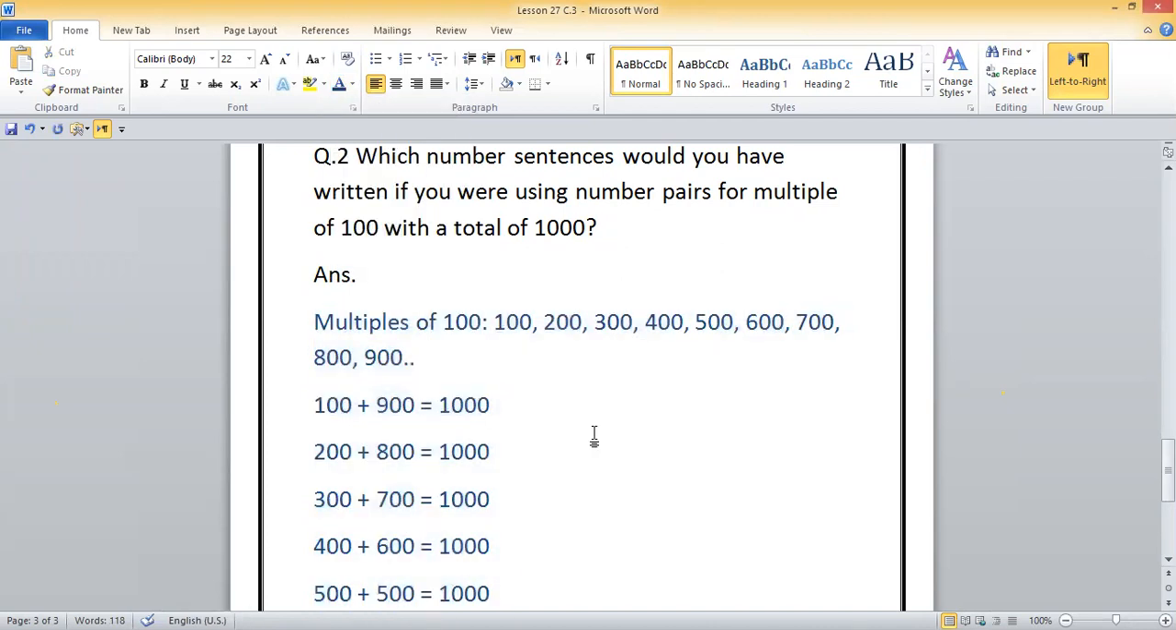Those who finish, please open page number 16 of your book. New topic, Target 11. Page number 16. Okay. Now, 1 minute is finished. I'm going to start a new topic now.